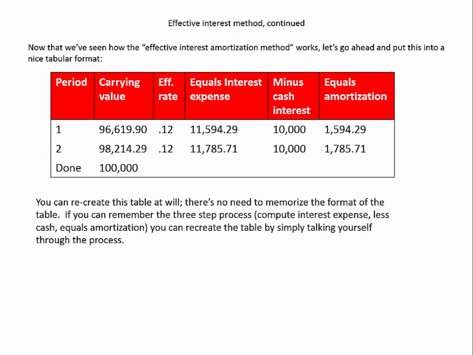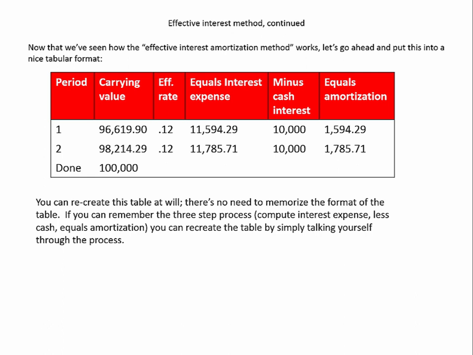The question then becomes, how do I know whether to add or subtract the amortization? And there's two ways to keep this straight. First, one of the purposes of the amortization is to get rid of the discount or the premium. Basically, by the time we get to the bottom of the table, the carrying value should equal the face value of the bonds. So in this case, we should be moving towards $100,000. We start at $96,619.90. We should be moving up towards $100,000. If we had subtracted that amortization of $1,594.29, we'd be moving in the wrong direction. The carrying value would drop to $95,000, and some odd dollars.